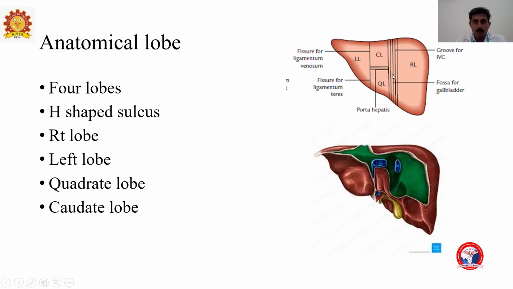We have the right lobe, left lobe, caudate lobe, and quadrate lobe. It is easy to remember which is above. In alphabetical order, which is above? C is above, Q is below. So C comes first. We have the caudate lobe above and the quadrate lobe below. So that is the anatomical division of lobes on the posterior aspect. How many lobes do we have? We have 4 lobes. Anteriorly, we have only 2 lobes, divided by the falciform ligament.